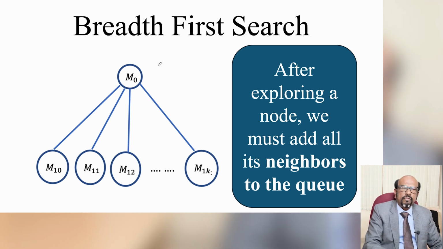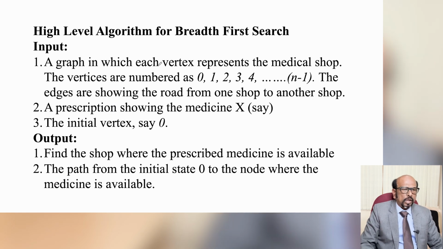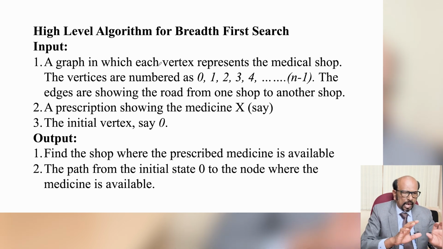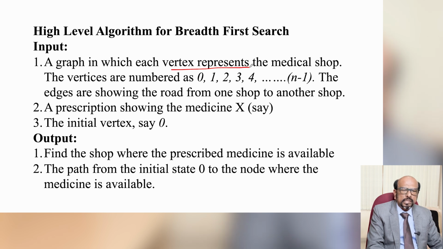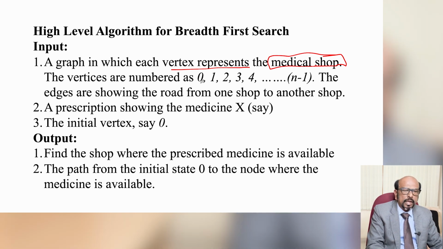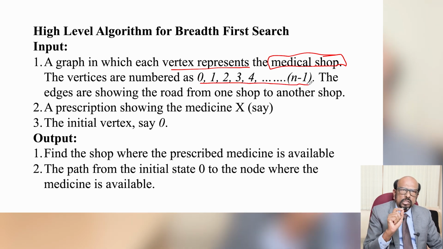Shall we write an algorithm for this? Yes. Look at it: a high level algorithm for breadth first search. What is the input? The input is a graph in which each vertex represents a state. Here, the medical shop is a state. If we can find it, we can explore whether the medicine is there. The vertices are numbered 0, 1, 2, 3, up to n minus 1. Totally, how many nodes are there? N nodes are there. It means there are n states.